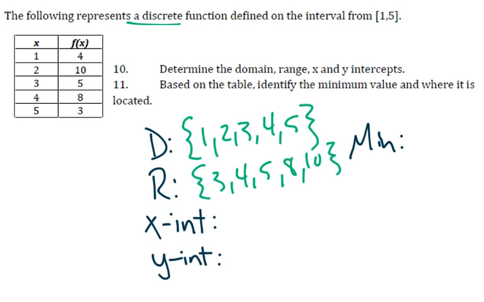Do we have an x-intercept? Nope. Do we have a y-intercept? Nope. Do we have a minimum? Yeah, 5, 3 would be our minimum.